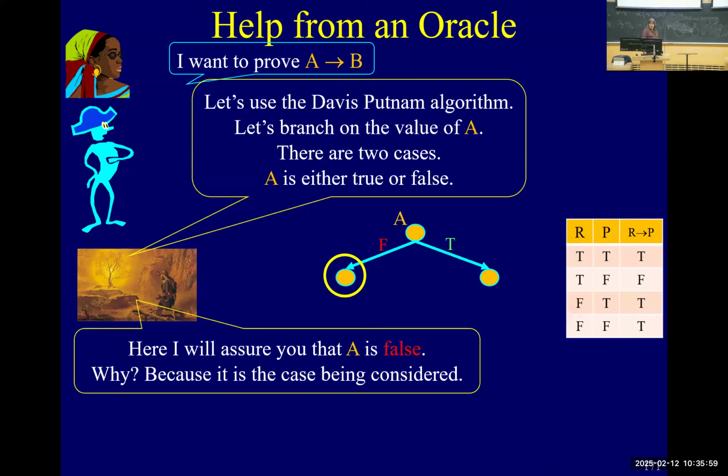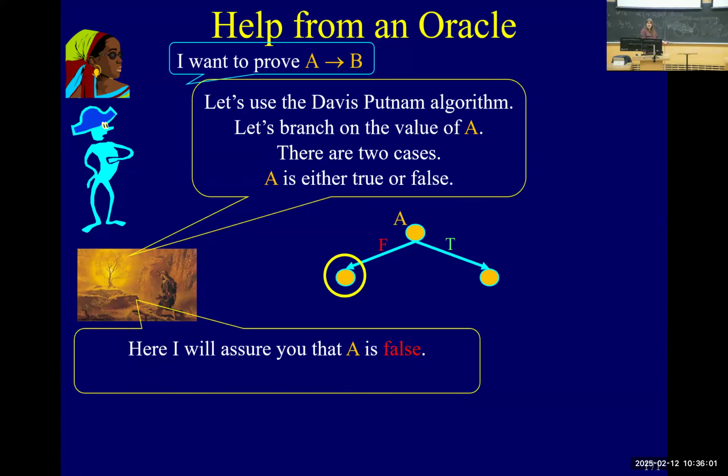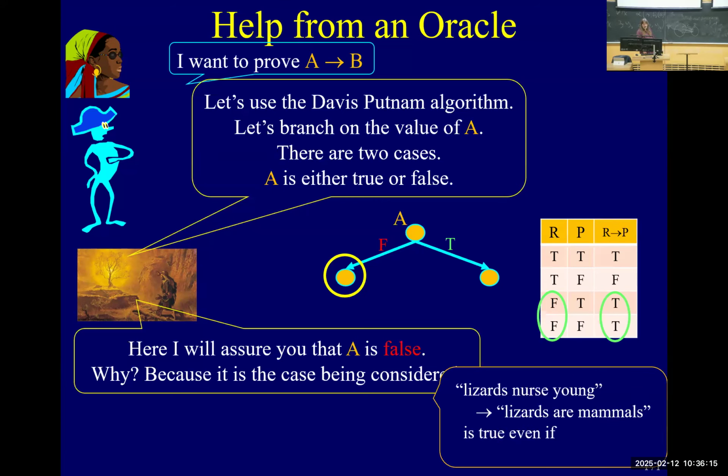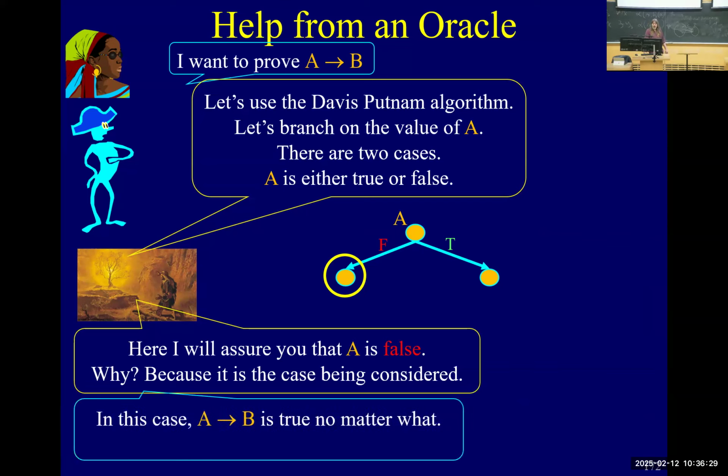How do we know it's false? Because it's the case we're considering, right? And in this case, it implies it's true. And it kind of makes sense, right? If the lizard nurses its young, then the lizard's a mammal, right? Is that statement true? Yeah, we want it to be true. So in this case, it works no matter what.